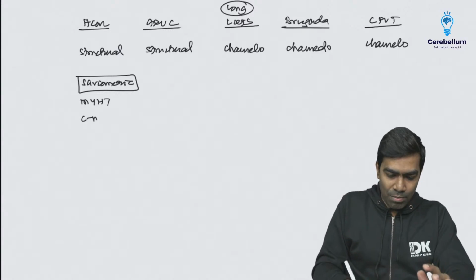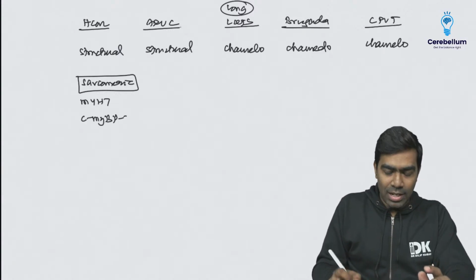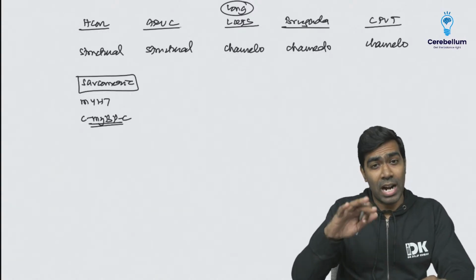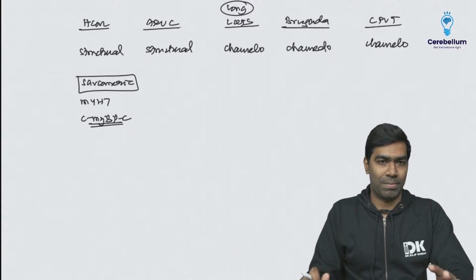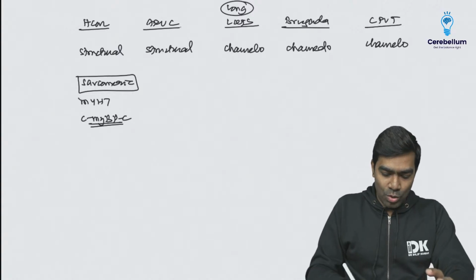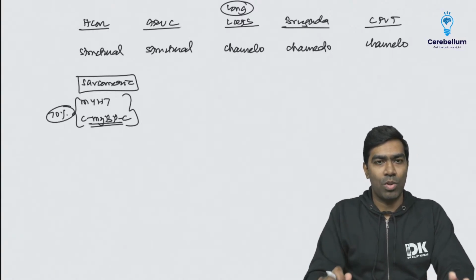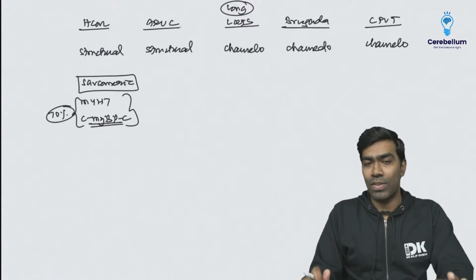And we have MYBPC, that's called cardiac myosin binding protein C. So these two gene mutations alone contribute to 70% plus cases of HCM.